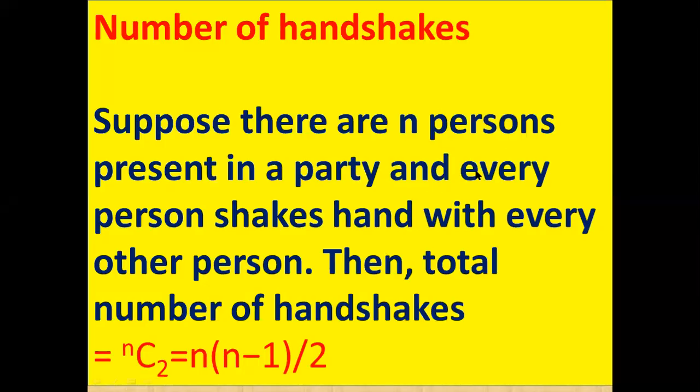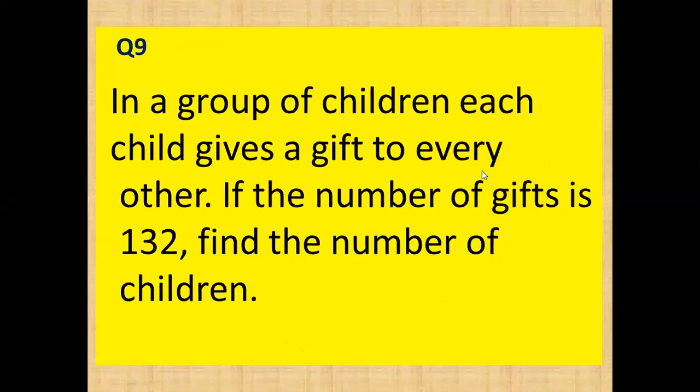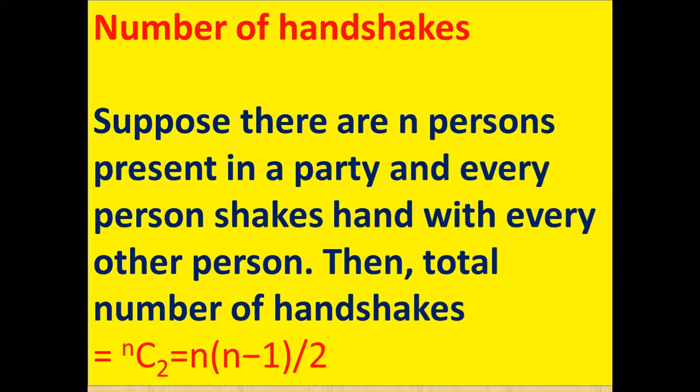Okay. So in this case, like in a group of children, each child gives a gift. See, as we have one formula for the number of handshakes, there's another formula for the number of gifts. But in that case, just remove this 2. Then in case of the number of gifts, the formula would be just n into n minus 1.